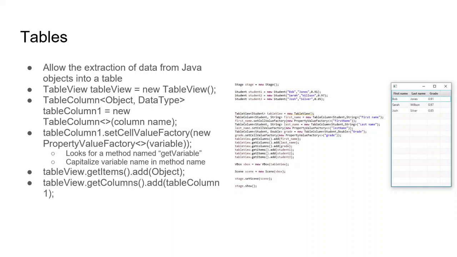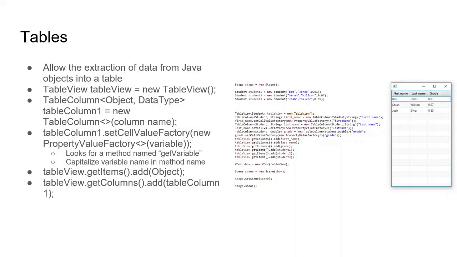Tables are an extremely useful data structure for Java and JavaFX in general because they allow you to work with and extract data from Java objects. So typically, if you wanted to take an object and put it in a data structure, you'd have to make a custom function that would extract the data and display it in a nice way. However, with tables, they allow you to do that automatically.